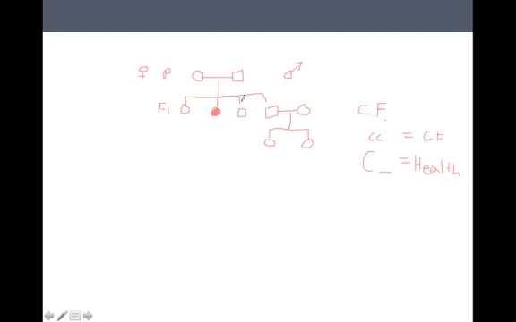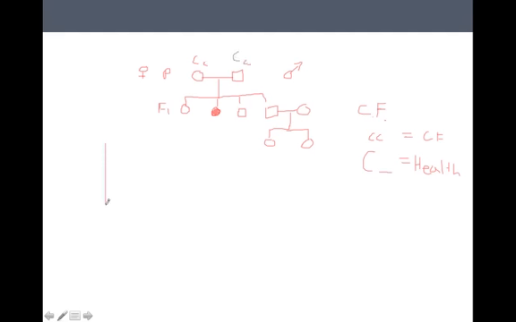Now, we don't know about this daughter or these 2 sons. We know they don't have cystic fibrosis, but they could be carriers. But one thing we do know from this pedigree is that the 2 parents must be heterozygous. And let me explain to you why we know they have to be heterozygous.